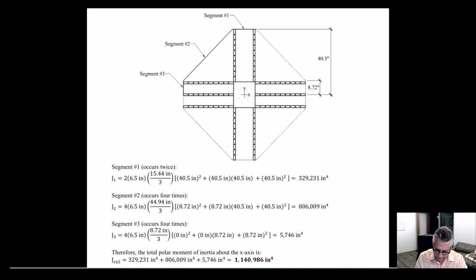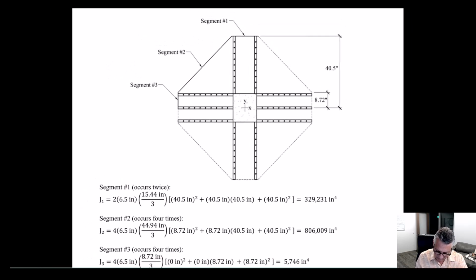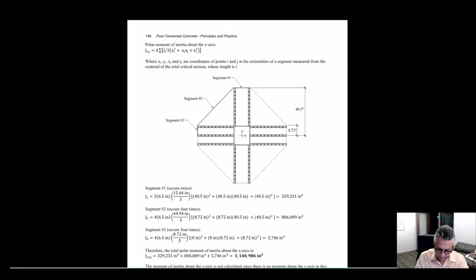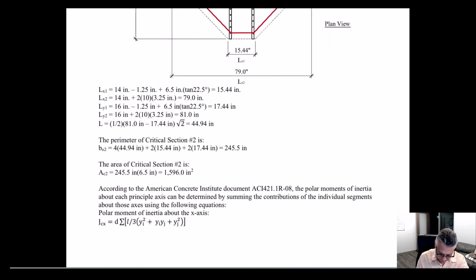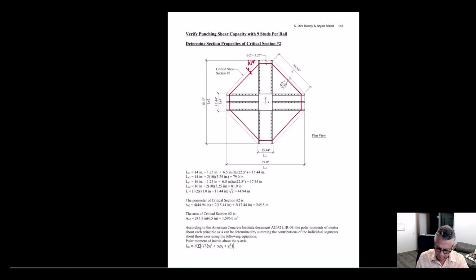D of the slab. We had already determined that the length of this segment was 15.44 inches. And because ACI 421 says 2, we divide that by 3. The Y I location is 40.5 inches. So that's the Y I squared. Remember this equation. Y sub I squared.